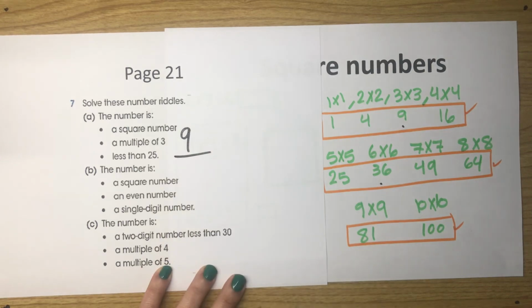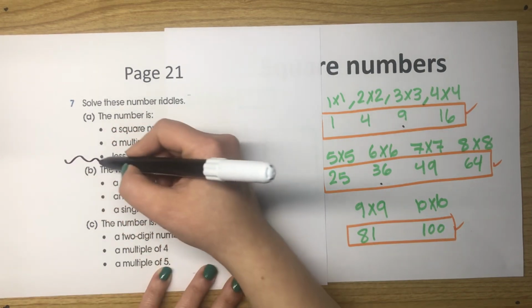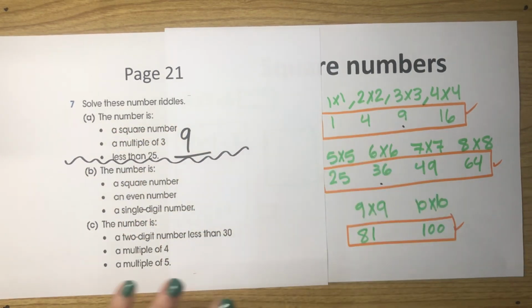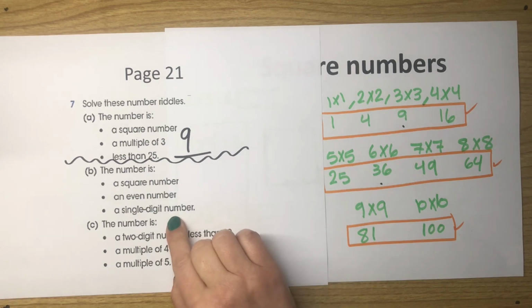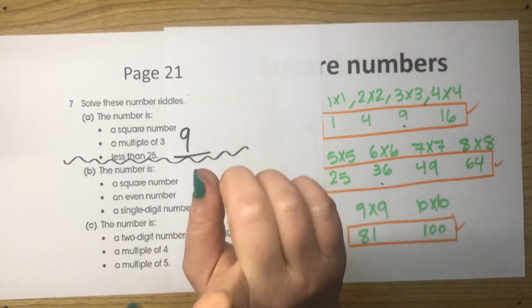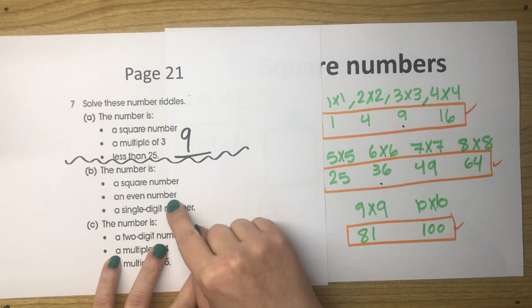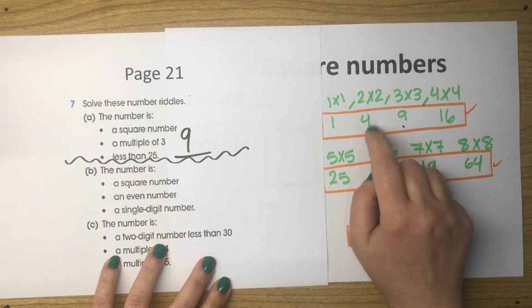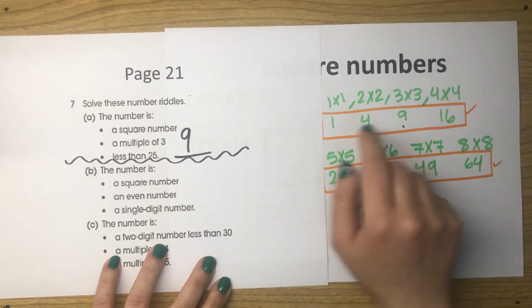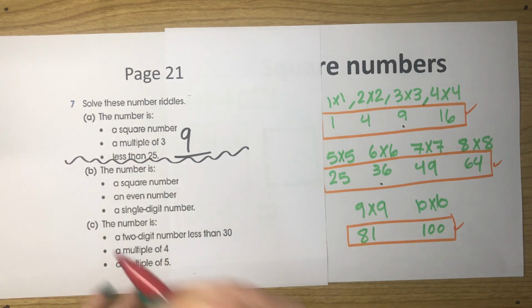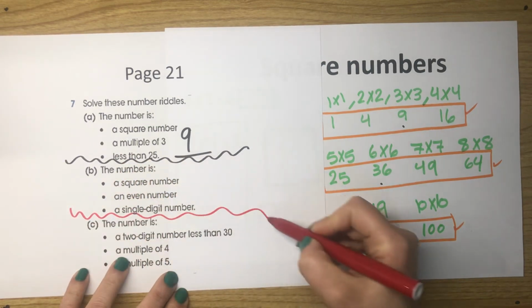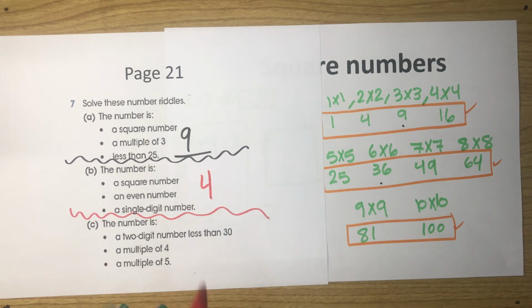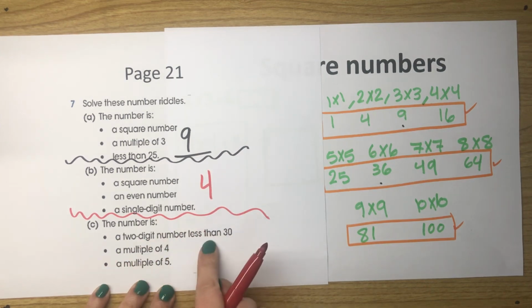Easy. Next. The number is a square number, an even, and a single digit number. That means it has only one digit. Square, even, and single: 4. Easy. Can it be easier than that? So it is 4.